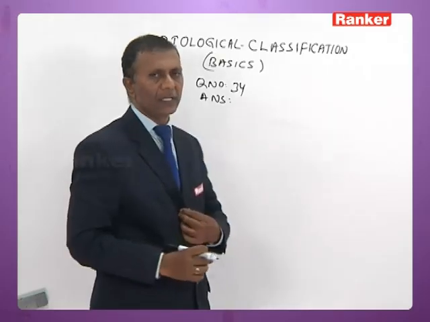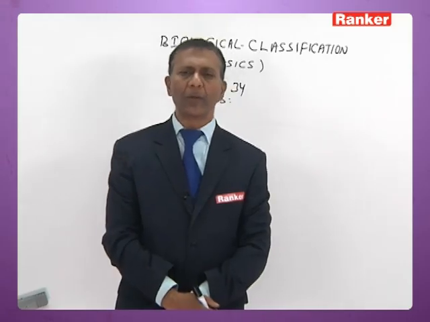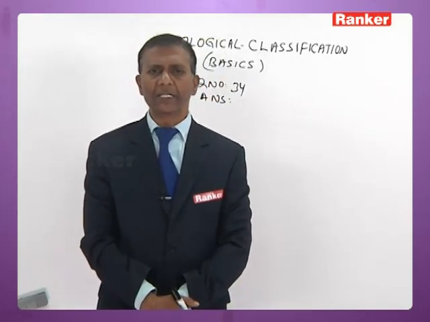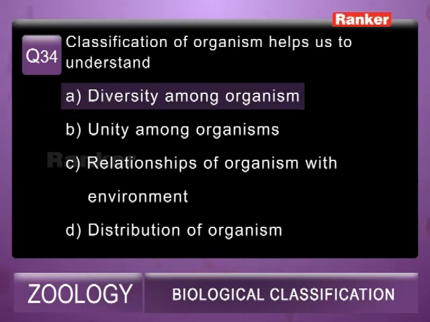Now 34th question here. Classification of organisms helps us to understand A, diversity among organisms, B, unity among organisms, C, relationship of organisms with the environment, D, distribution of organisms. The main objective of classification is to understand diversity. So 34th question, correct answer is A, diversity among the organisms.